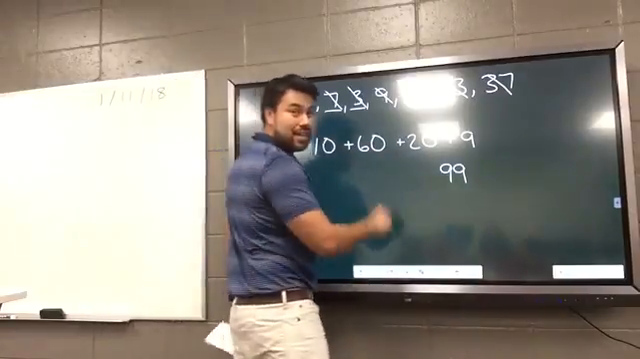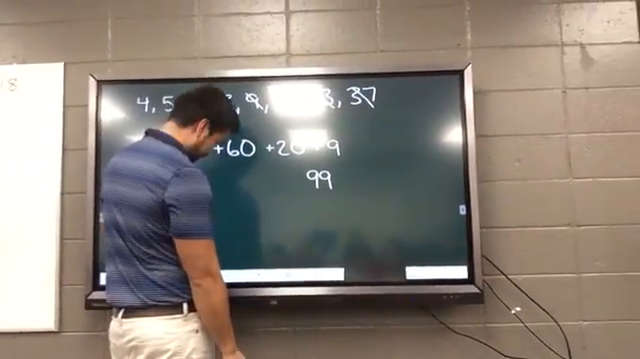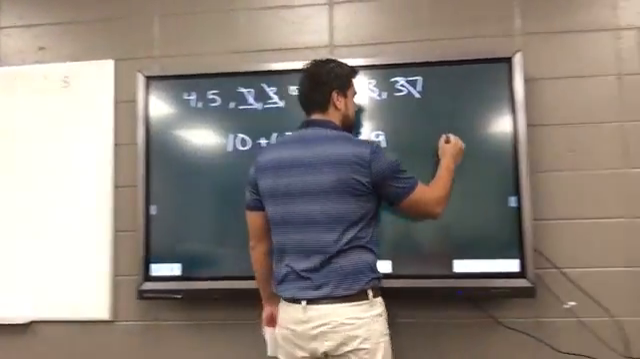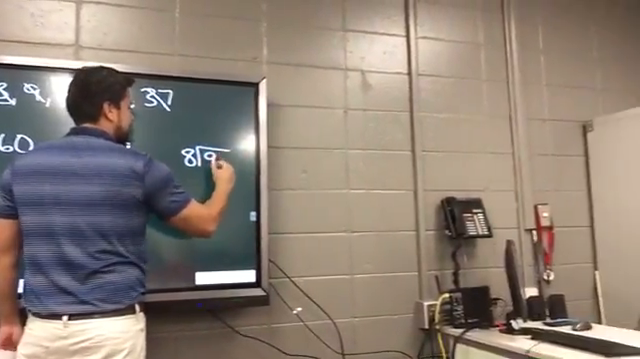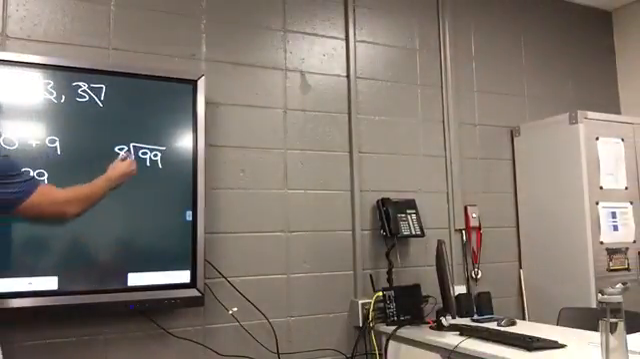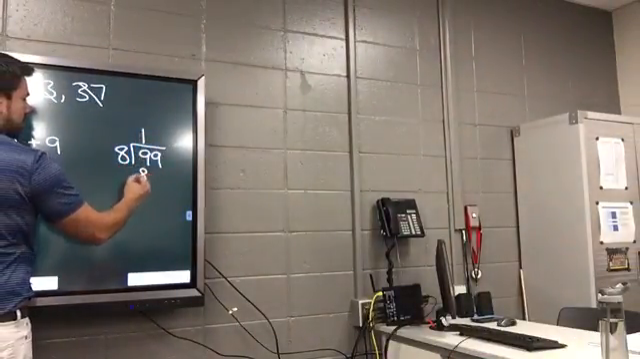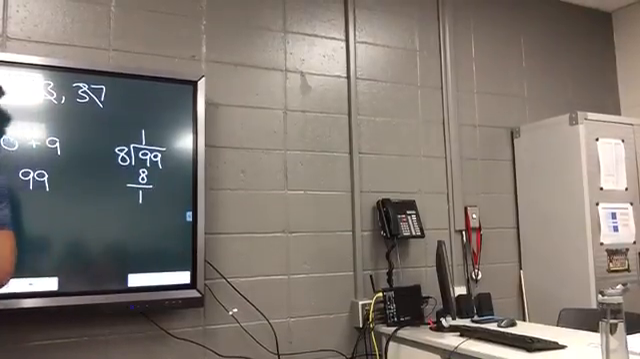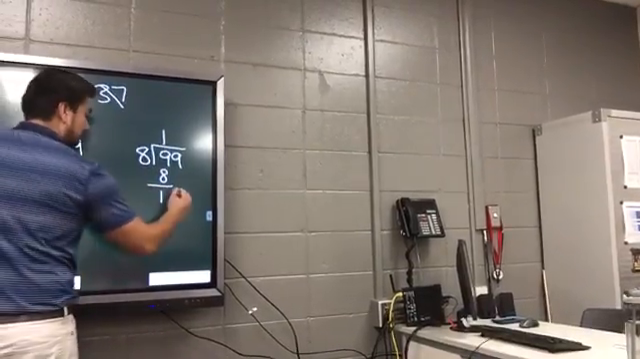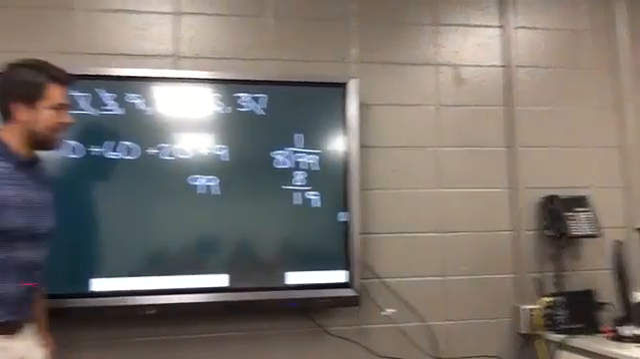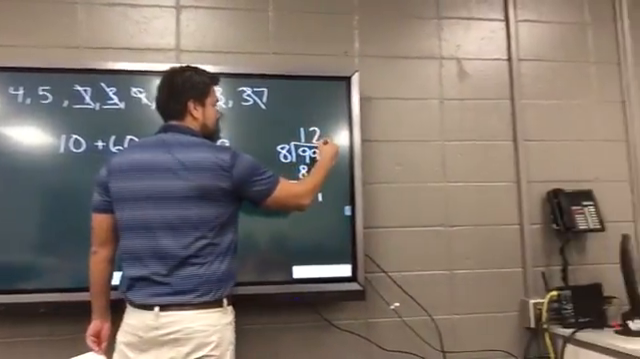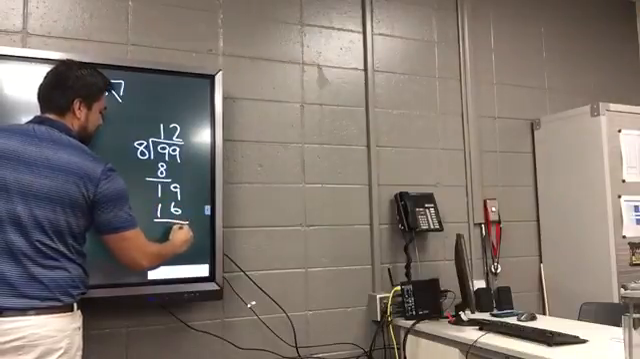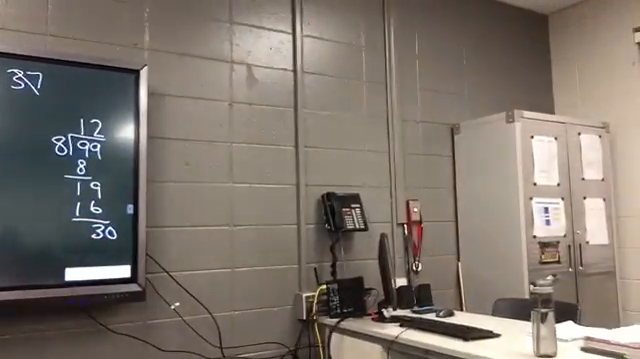All right, but am I done? No. What do I do now? Yes? You do 99 divided by 8. All right, 99 divided by 8. Okay, 8 goes into 9. You get 1, and a 9. All right, 8 goes into 19 twice. And that's 16, sorry. Now, am I done?